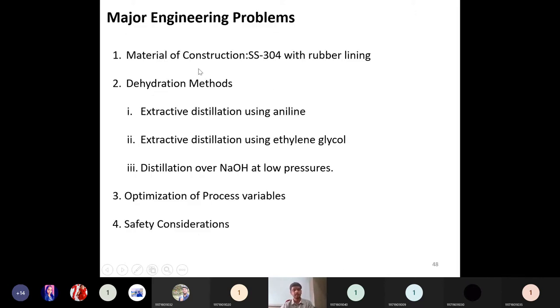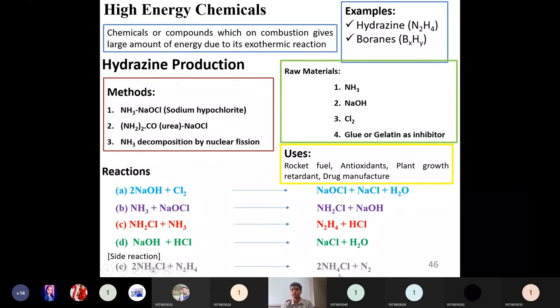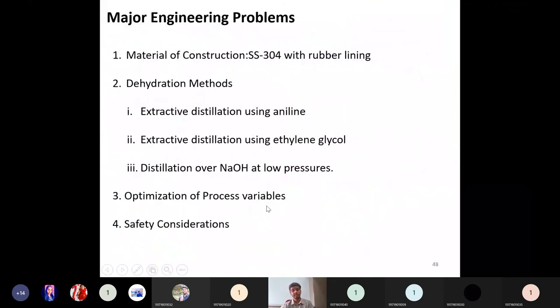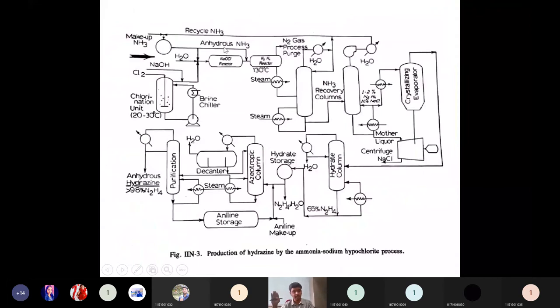In the optimization of process design variables, in the chlorination unit we have to maintain 20 to 30 degrees centigrade. Why? Because beyond 30 degrees centigrade, NaOCl, which is sodium hypochlorite, will be degraded. Next, we have to suppress a side reaction: monochloramine or chloramine reacts with hydrazine and gives ammonium chloride. This reaction needs to be suppressed. Using excess NH3 will be advantageous, but there should be a maximum limit. Why? Because otherwise the cost of ammonia storage as well as reactor sizing will be very, very high. So that will add to the cost.